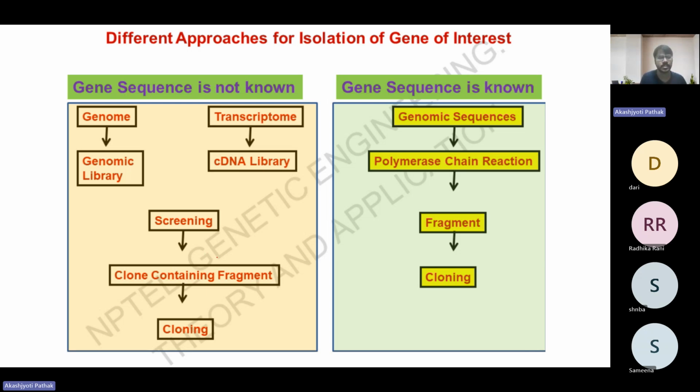So you clone the different fragments. In the subsequent slides, we will see how a genomic library is prepared and how a cDNA library is prepared, and then how we screen for a particular gene in these libraries. And if the gene sequence is known, then we directly go for polymerase chain reaction. By polymerase chain reaction, we get a fragment of the gene that is amplified, and then this amplified DNA fragment is cloned into a suitable vector.